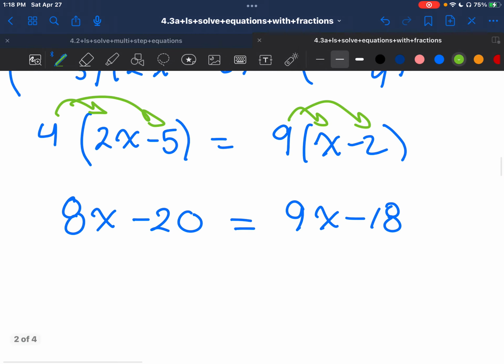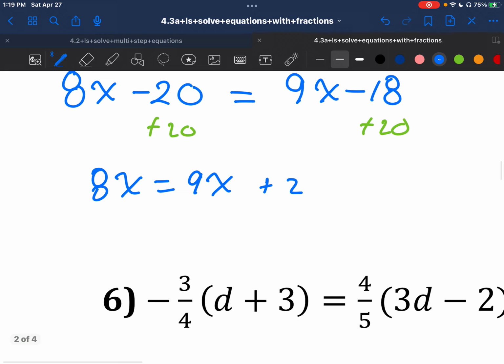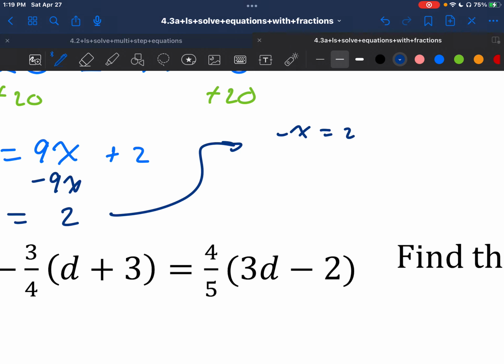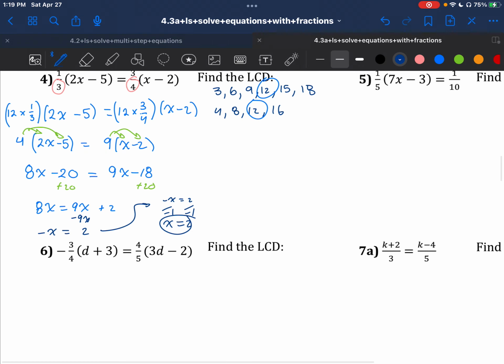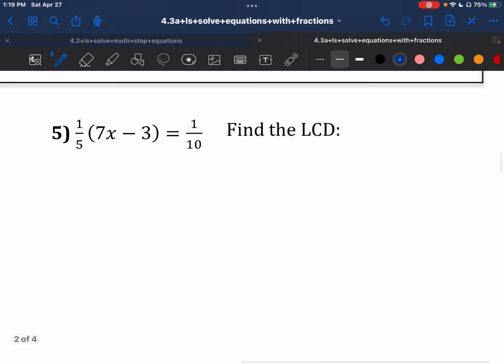And then let's plus 20 to both sides. And then we can go 8x equals 9x, negative 18 plus 20 is plus 2. Then we can subtract 9x from both sides, and negative x equals 2. This is multiplication, so divide by negative 1, divide by negative 1, you have x equals negative 2. There you go. So it's not too bad, it's just more steps with the lowest common denominator.